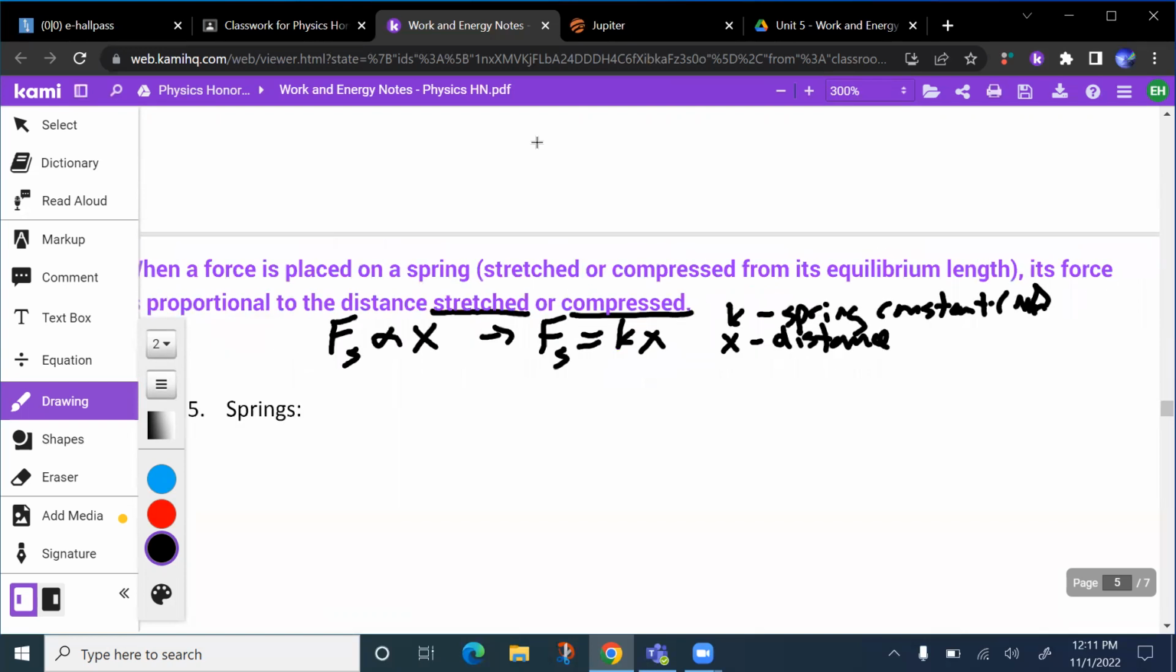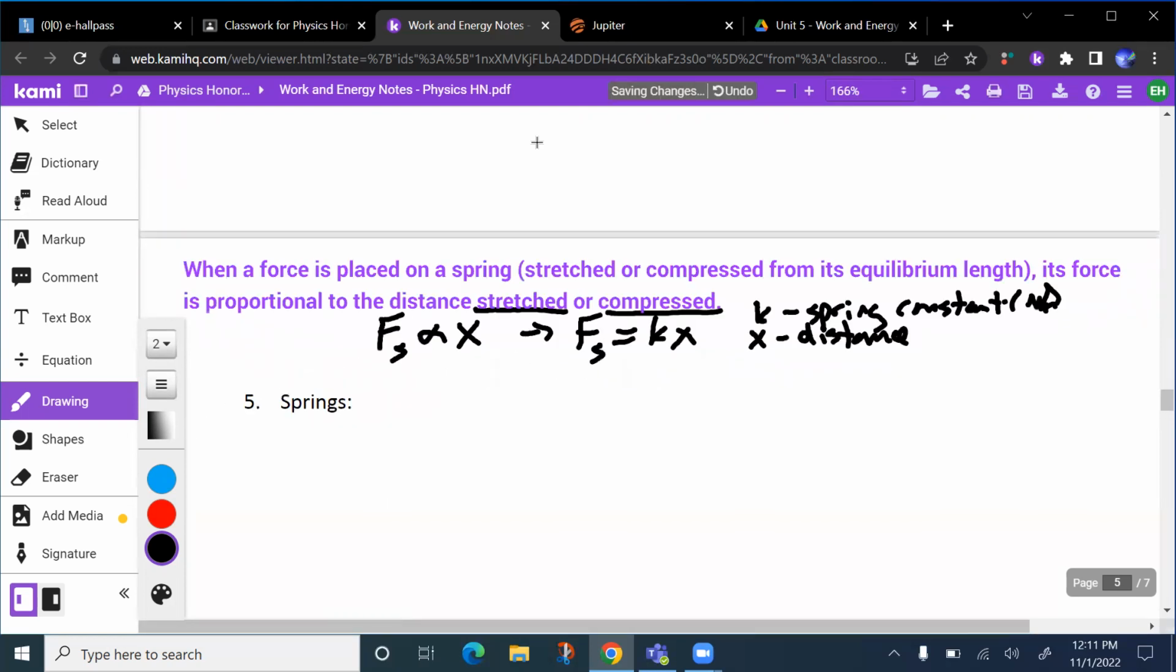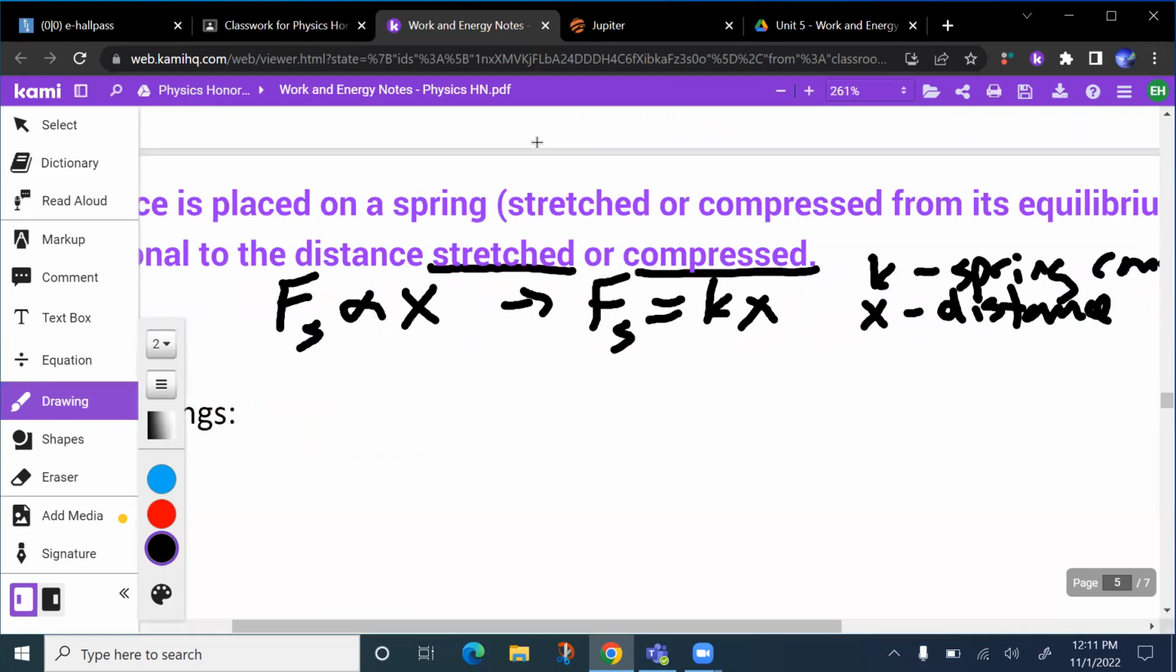Now, you have to be careful with x because sometimes in a question you're given, let's say, the length of the spring and you stretch it to this length. Well, what do you have to do? You have to subtract those two, right? So sometimes you have to be careful about what x is. X is the distance stretched or compressed from the original length. Now, recall the other equation that we end up using is the spring potential energy equation, which is 1/2 times kx squared.